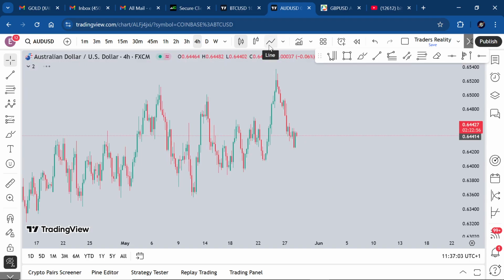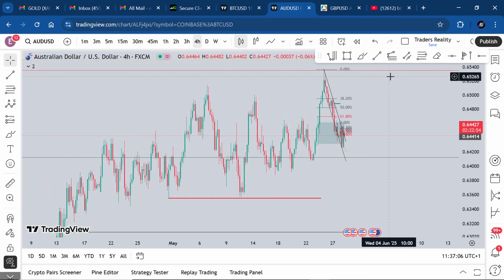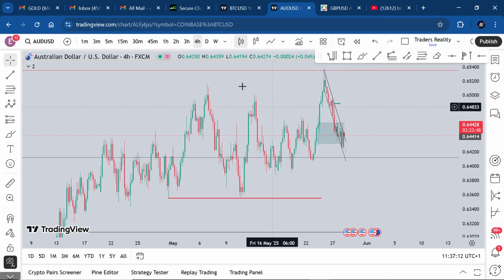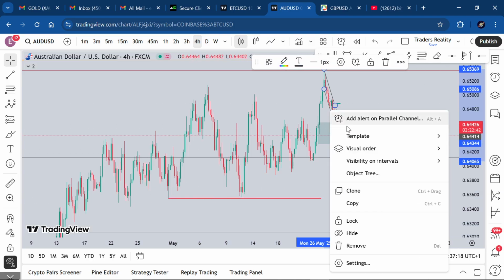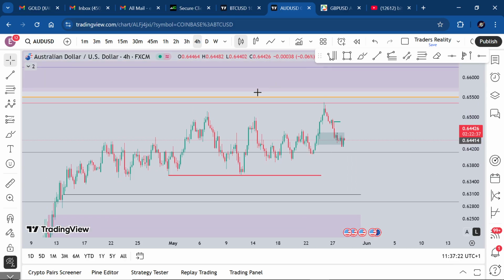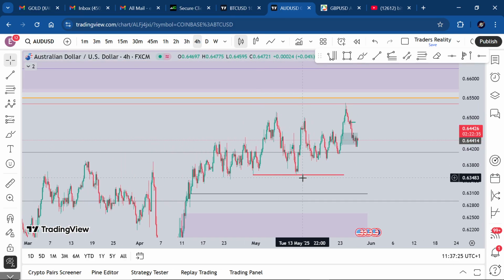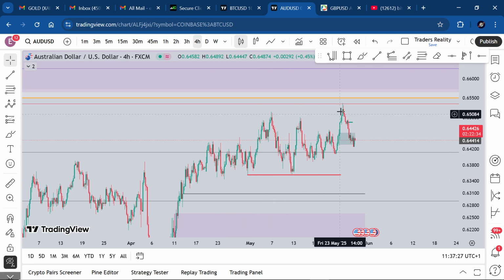On AUDUSD, I haven't really looked at it in detail, so let me just make sure. Well, first of all, it looks like we're distributing, but gotta take that with a pinch of salt. Look, because this would be your UT and this would be your UTAD.